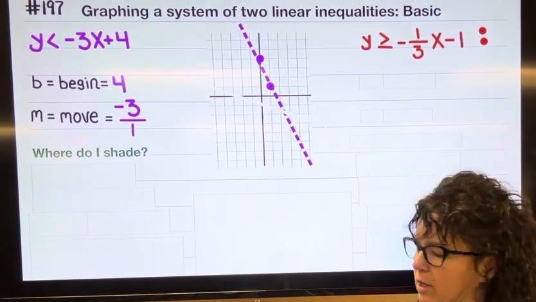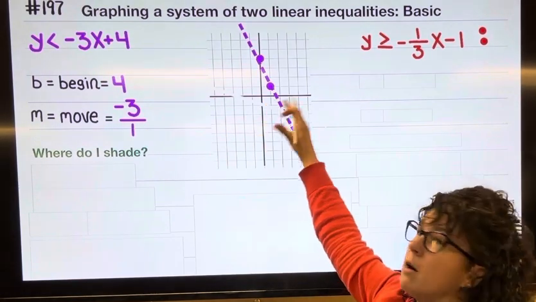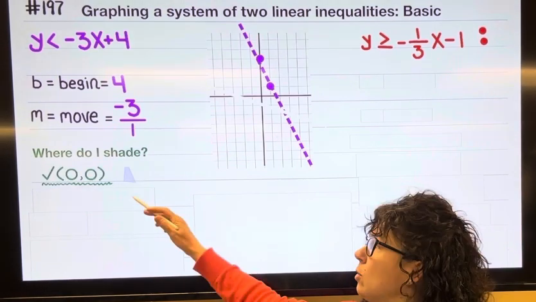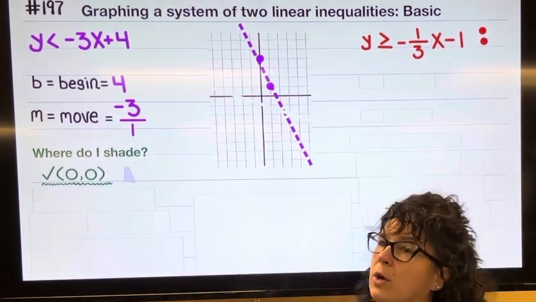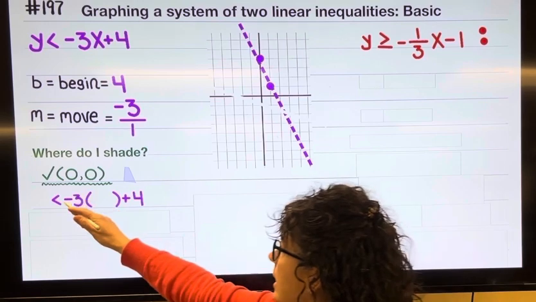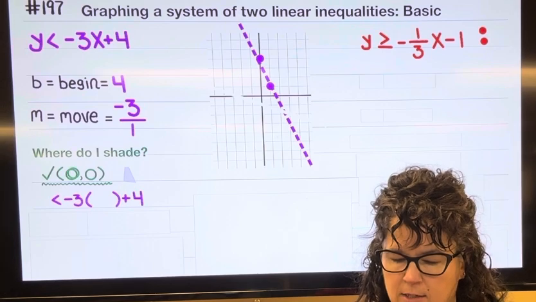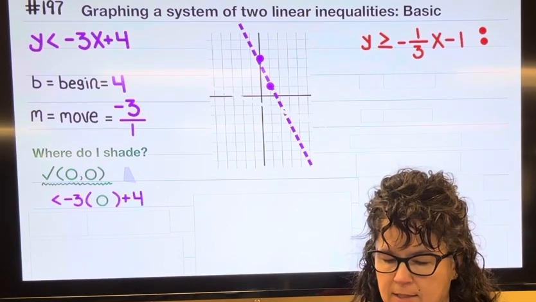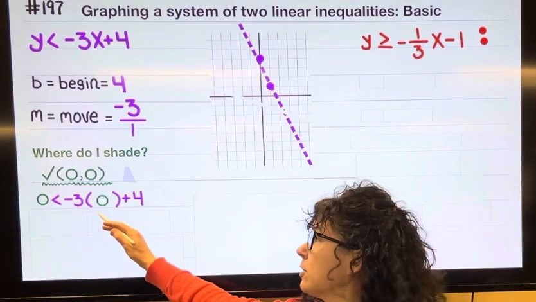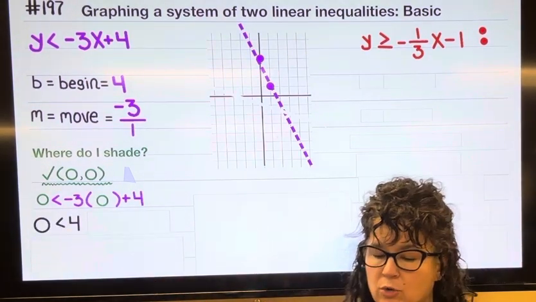Deciding where I want to shade, I pick any point that is clearly above or below the line, and see if it makes the inequality true. So I'm going to go with 0, 0, but you could pick any point you'd like. Go back to my original inequality. Y is less than -3x plus 4, and then we're going to substitute in 0 for the x and 0 for the y. If I simplify that, -3 times 0 is 0 plus 4 is 4. So I get 0 is less than 4, which is true.